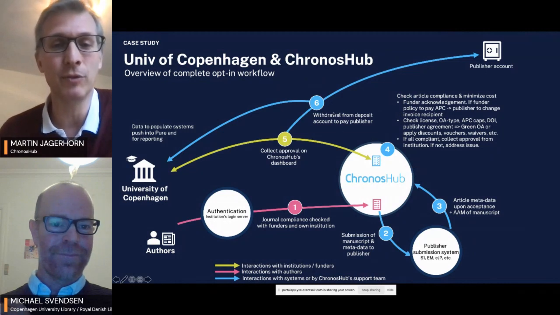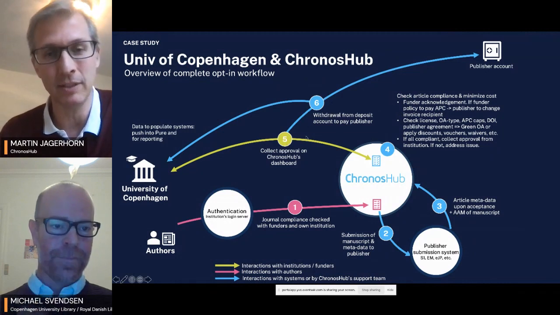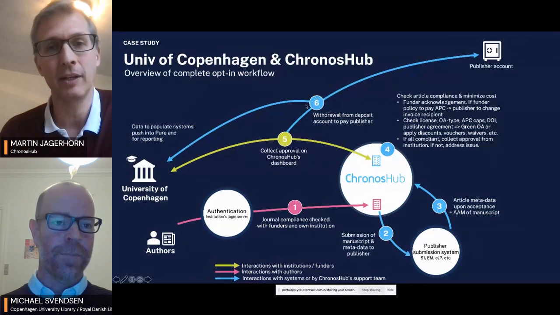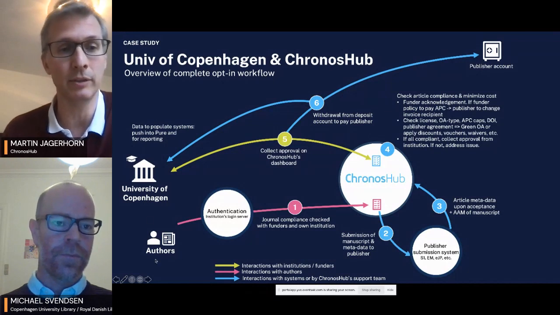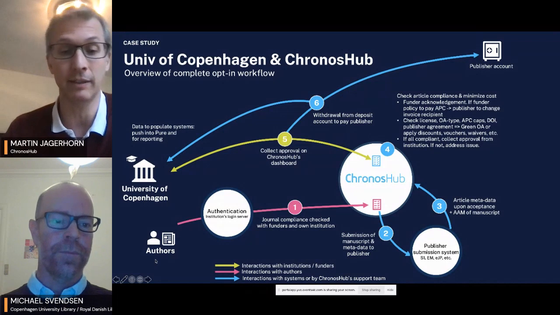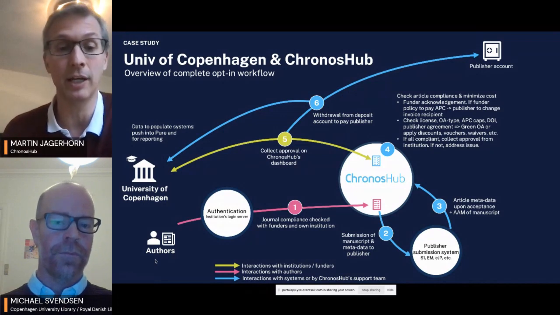And for the articles that have an APC and that are approved, then the system makes use of these deposit accounts, and we pay the publishers directly. So we're unburdening the authors from that process of paying and then claiming money back from the institution in one way or the other.